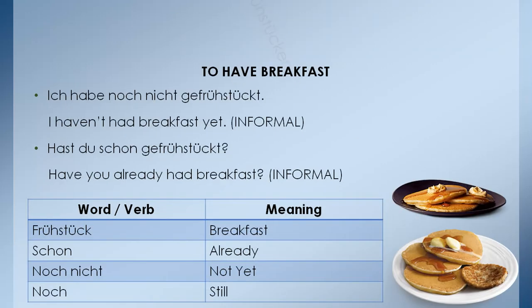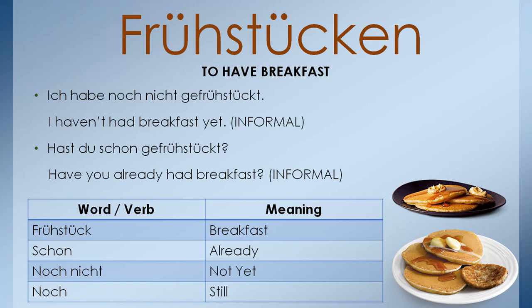The second word is Frühstücken. Frühstücken is actually a verb which means to have breakfast. So here I have written, ich habe noch nicht gefrühstückt. I haven't had breakfast yet. Hast du schon gefrühstückt? Have you already had breakfast? Nein. Oh yeah, you can give any answer.